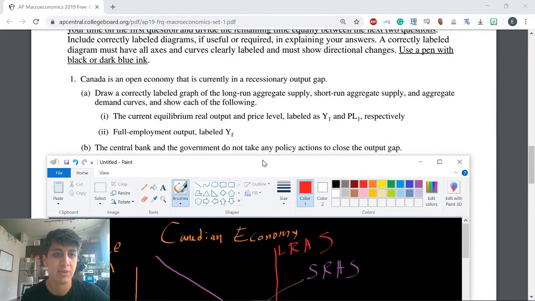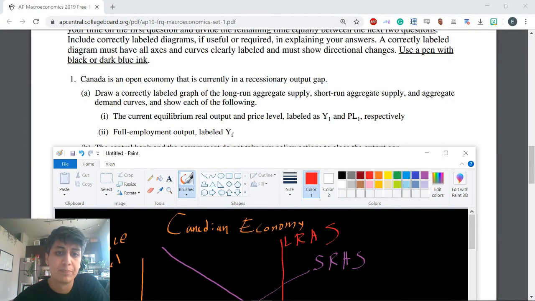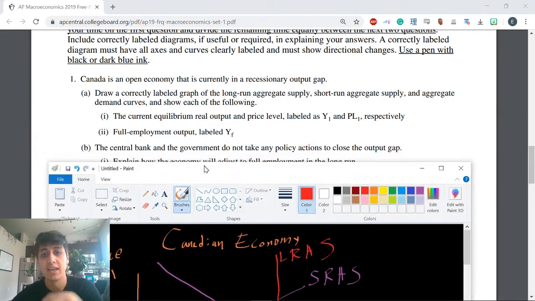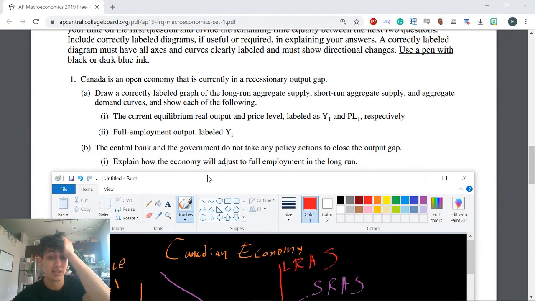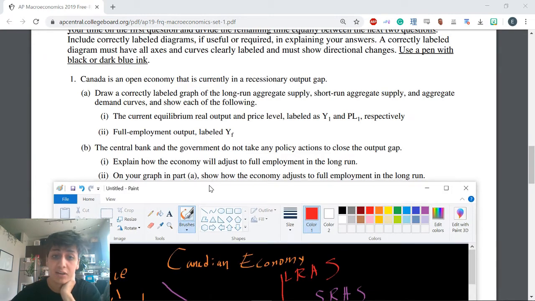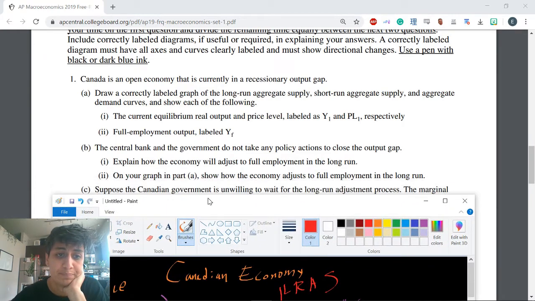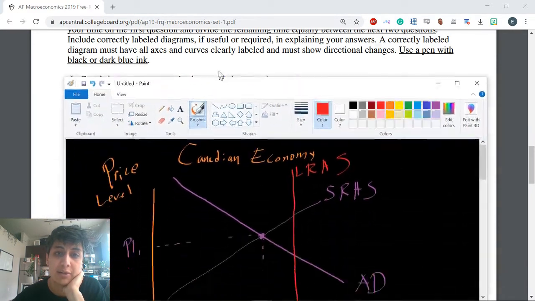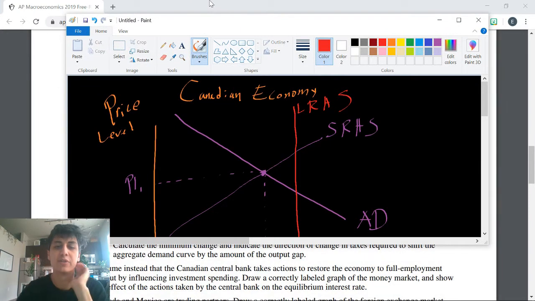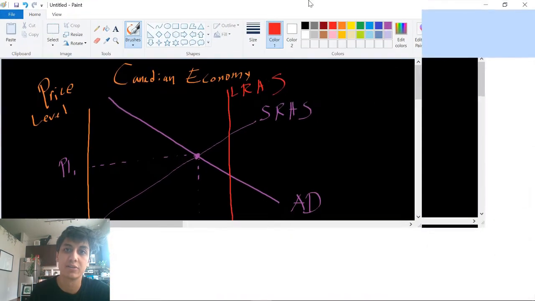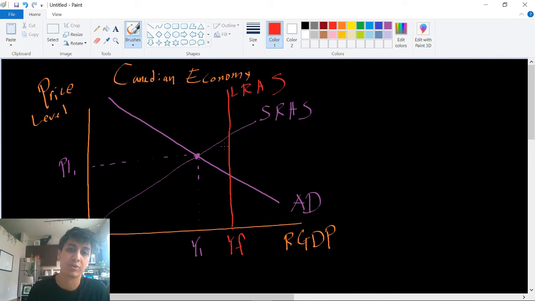It's saying part B, it says the central bank and the government do not take any policy actions to close this output gap. Explain how the economy will adjust to full employment in the long run. And on our graph, show how the economy could adjust. Okay, so if you remember, there's 3 main ways that we can close this output gap. We can enact some fiscal policy, maybe the Federal Reserve can enact some monetary policy, or we can simply do nothing and wait for the market to correct itself.